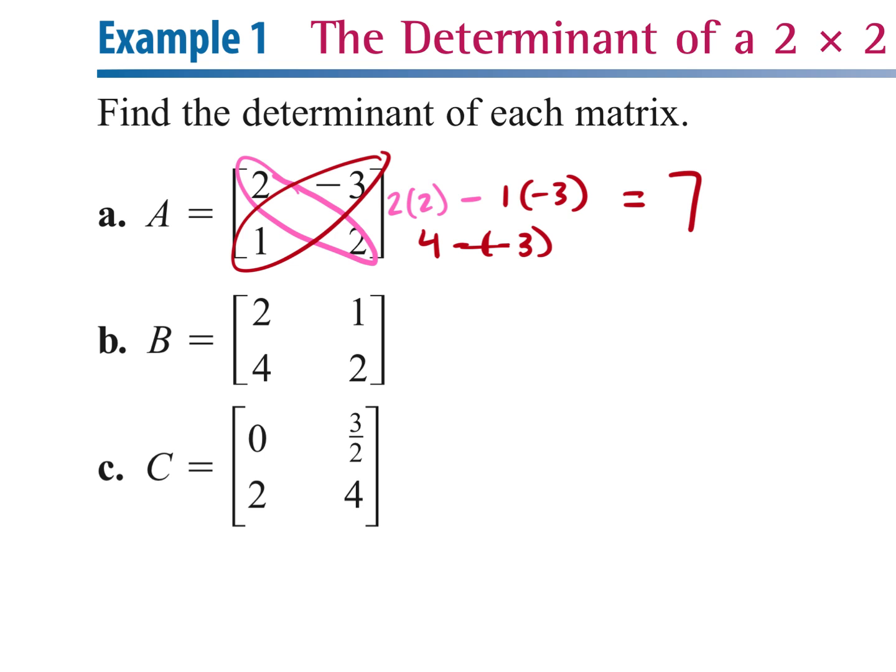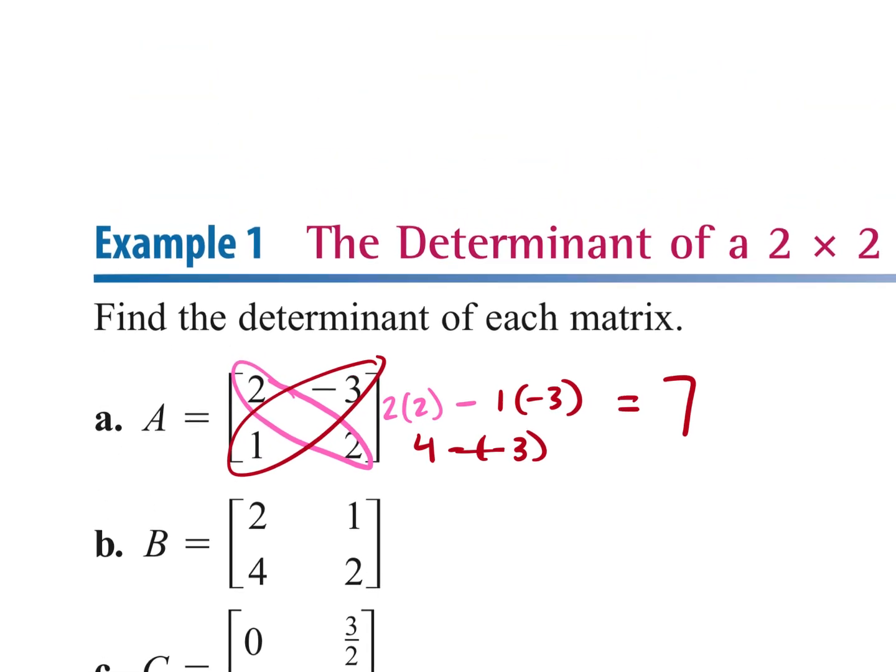The most common mistake that people make with these questions is that they flip the order. They mix up the major and the minor. They do minor minus major. But remember, it's major minus minor. Think alphabetically. Major, M-A, comes before minor, M-I. Major minus minor.